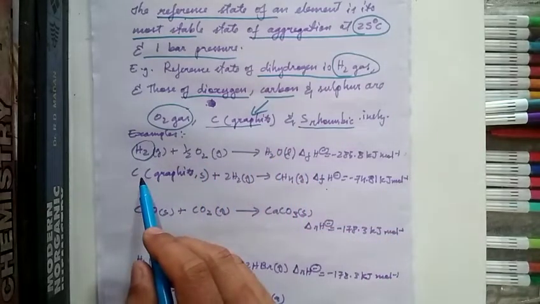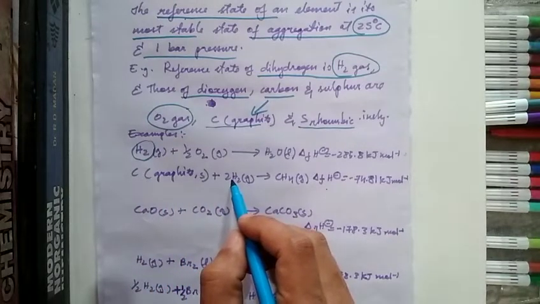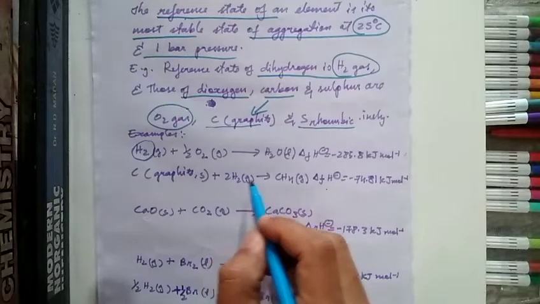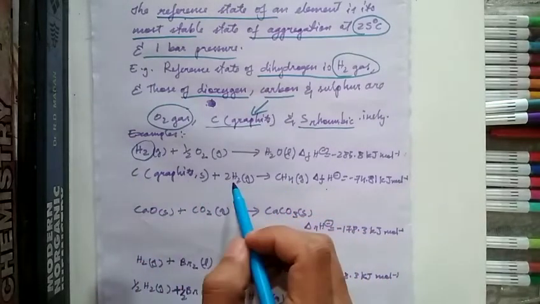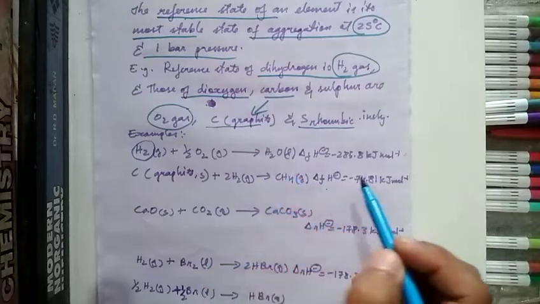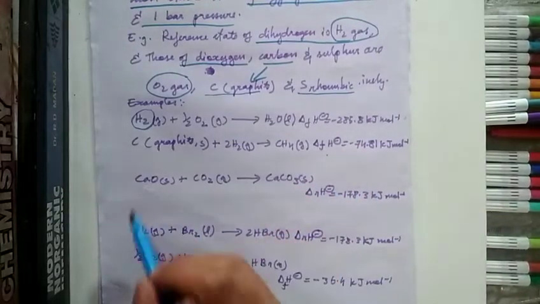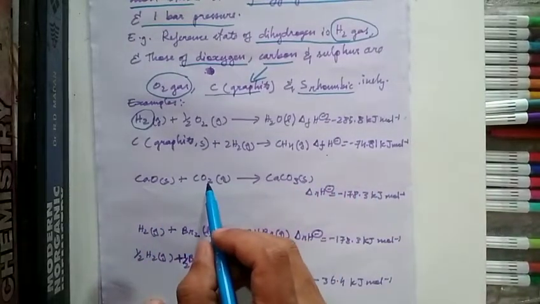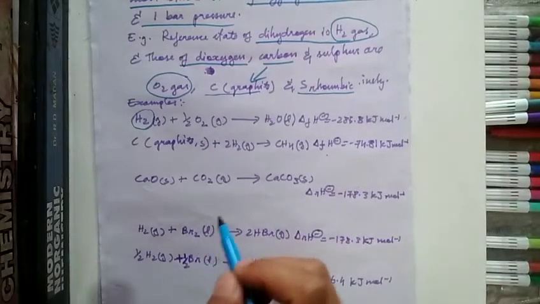And this graphite carbon, solid, combines with hydrogen to give methane. So 1 mole of carbon combines with 2 moles of hydrogen to give 1 mole of methane. Now let's see another case. Suppose calcium oxide reacts with carbon dioxide, 1 mole to give 1 mole of calcium carbonate.